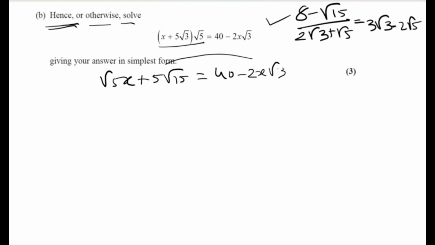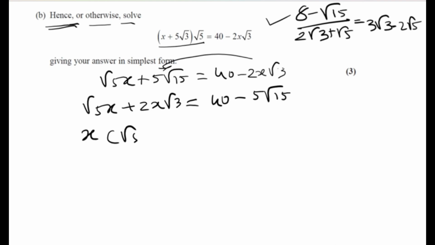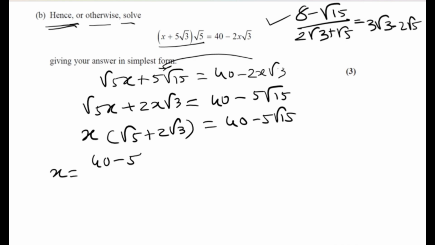I am taking this to the other side because I need all x on one side. So 5x plus 2x root 3 is equal to 40 minus 5 root 15. Take x common, so x times root 5 plus 2 root 3 is equal to 40 minus 5 root 15. So x is equal to 40 minus 5 root 15 over 2 root 3 plus root 5. I rearrange it, or I just swap it, because it's addition, so it doesn't make any difference.